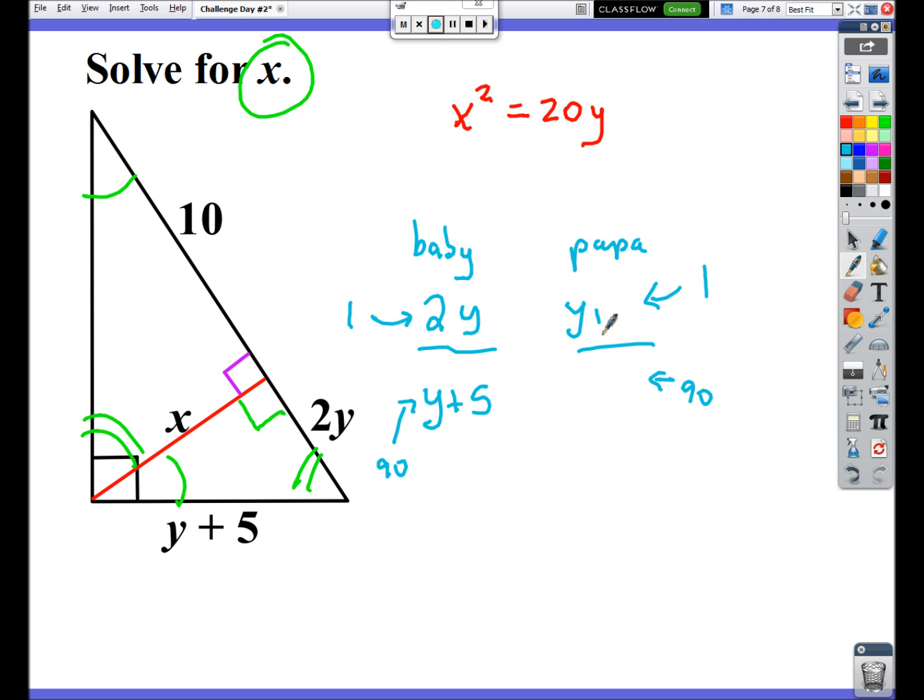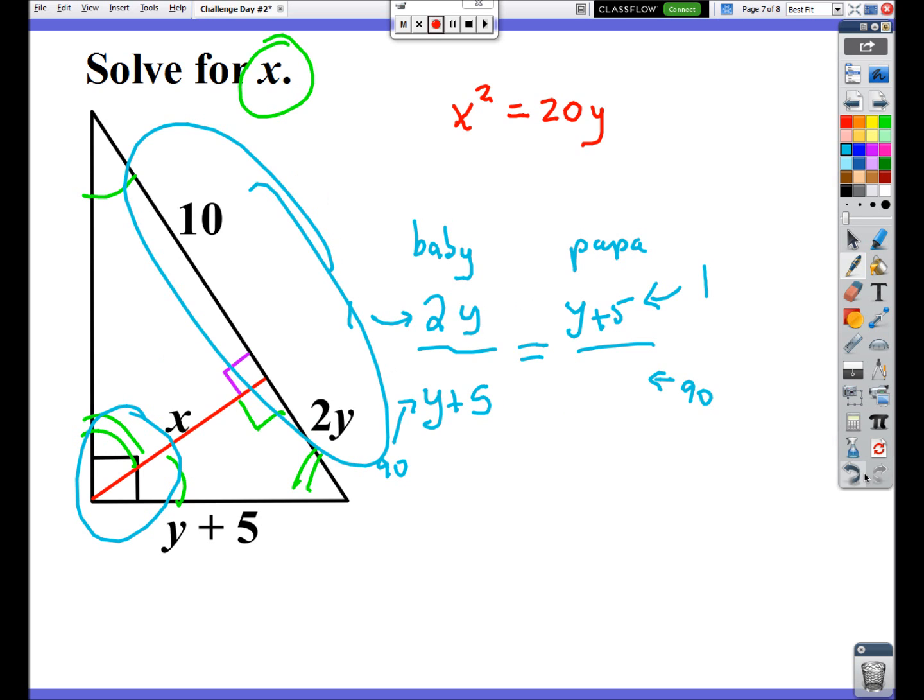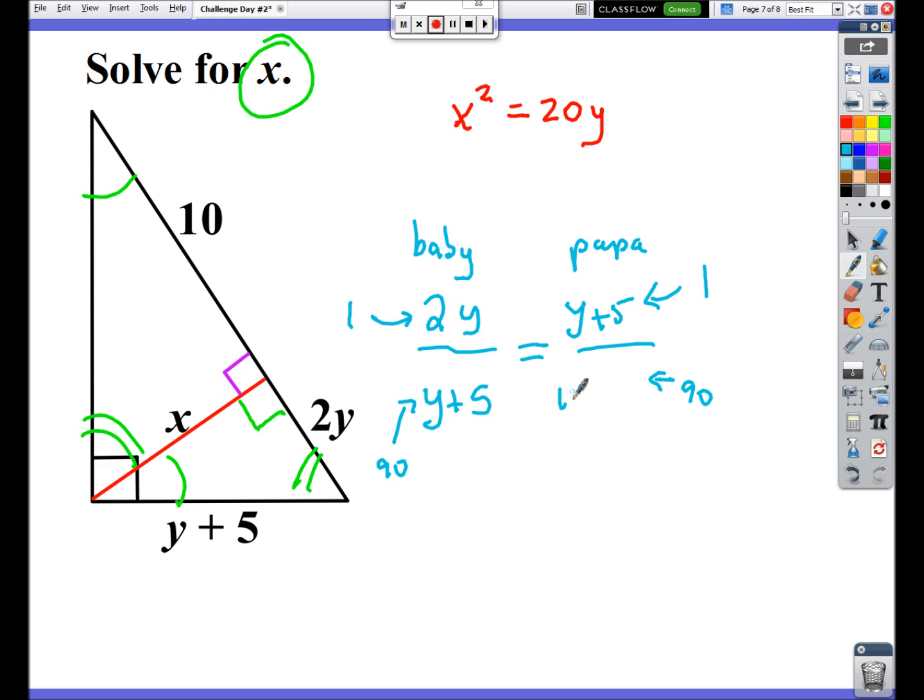Ooh, okay, so we're working so far here. I forgot my equal sign in between. Opposite the 90 in the papa triangle, that would be the 10 and the 2y added together. Oh man, look, we made an equation here, and it has nothing but y's in it. We're going to be able to solve for y in this problem after we cross multiply. Awesome, and once we know what y is, we can multiply it by 20, and then take the square root, and we'll know what x is.